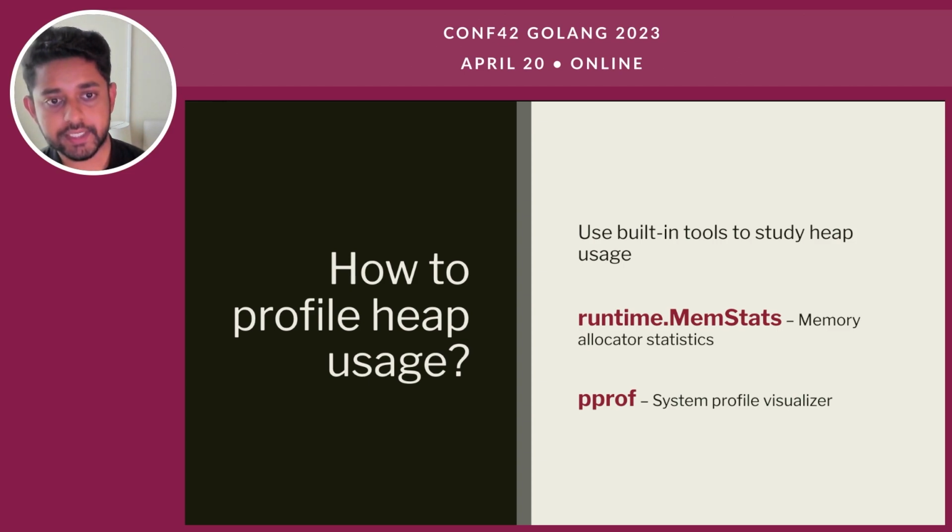memstats is essentially a library built into the Go runtime that provides you with statistics about the memory allocator itself. Things like how much memory has been allocated, how much memory is requested from the system, how much memory has been freed, GC metrics, etc. I'll dive into that a little bit more in a second. And the second one is pprof, which is a system profile visualizer, and we'll talk about that in a little bit more detail as well. These are really helpful to understand how your application is managing memory and also visually inspect your system's CPU usage, heap usage, etc.